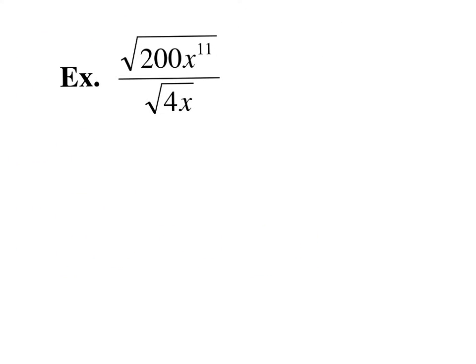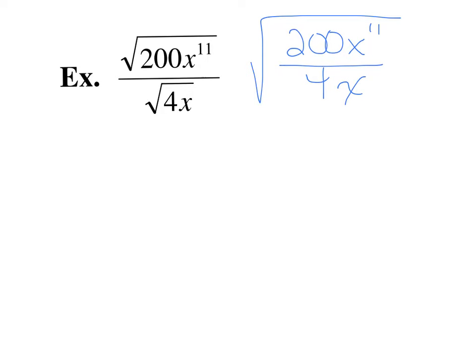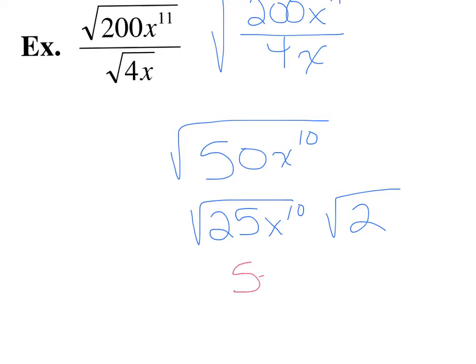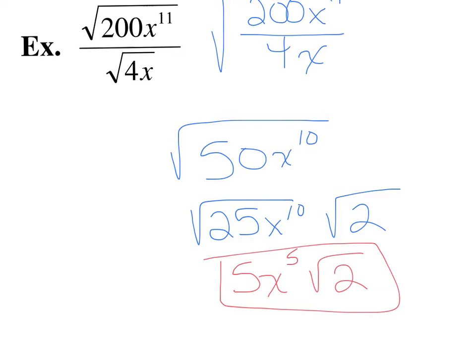Let's do the same thing here. Put these together. 200x to the 11 over 4x. And we will divide. 200 divided by 4 is 50, and x to the 11 divided by x is x to the 10. Now, this is not a perfect square, but we can simplify it because we know 50 is 25 times 2, x to the 10 is perfect. So the square root of 25 is 5, the square root of x to the 10 is x to the 5, and then we have the square root of 2 hanging on.